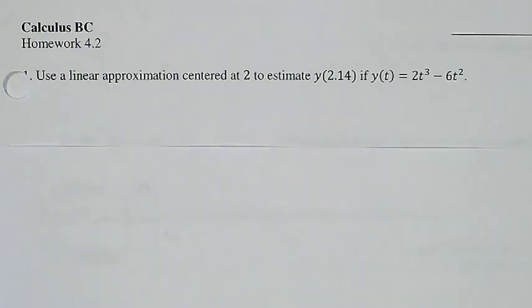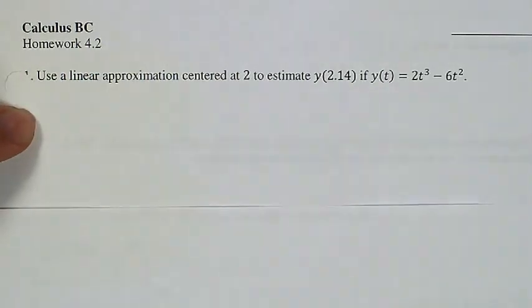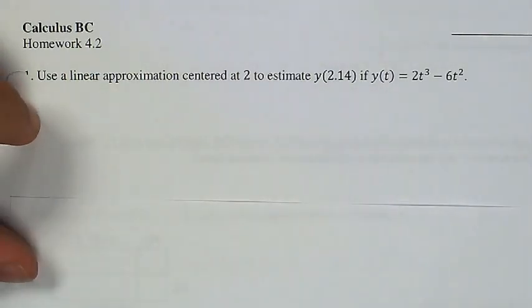Alright, in this video I'm going to be working some linear approximation examples. I'm going to be working through BC Homework 4.2. So we're going to start with a linear approximation centered at 2 to estimate y of 2.14. And so we'll need the tangent line, and then we're just going to plug in 2.14 to find an approximate value for y.